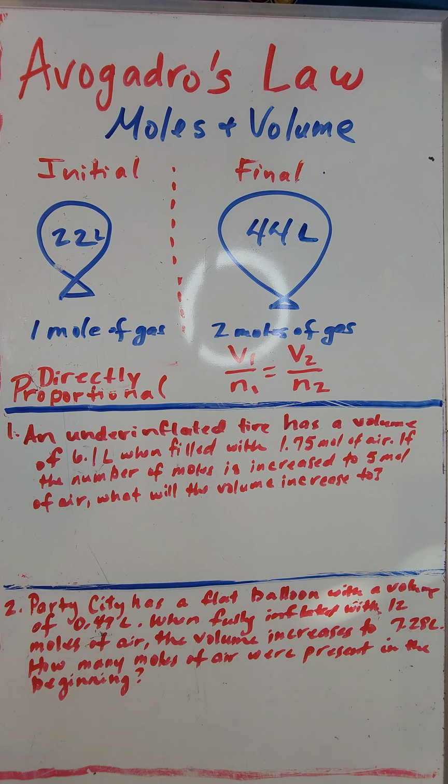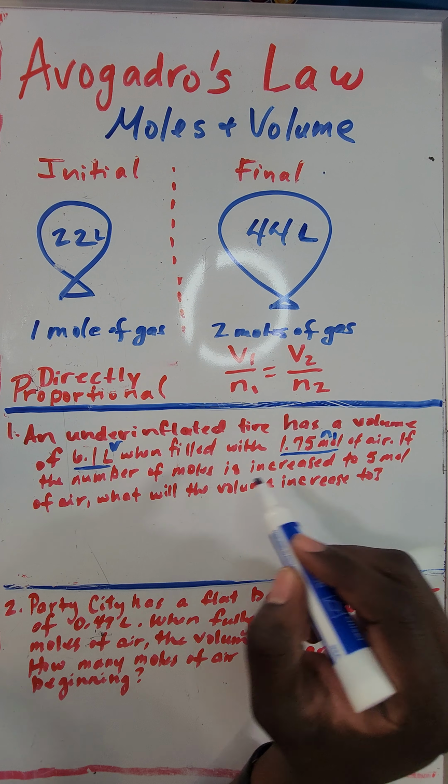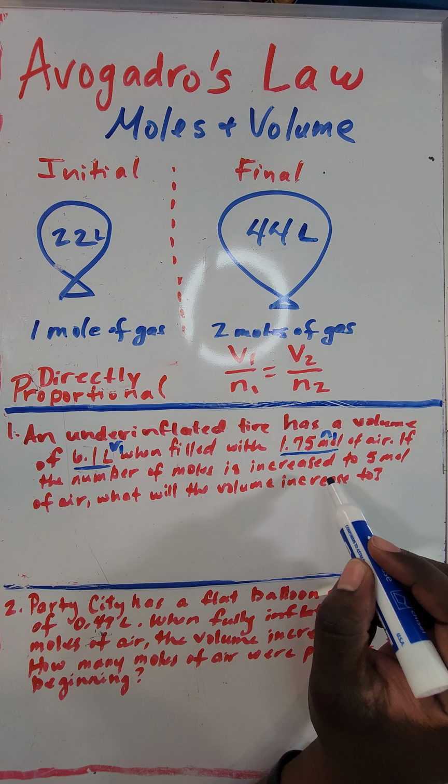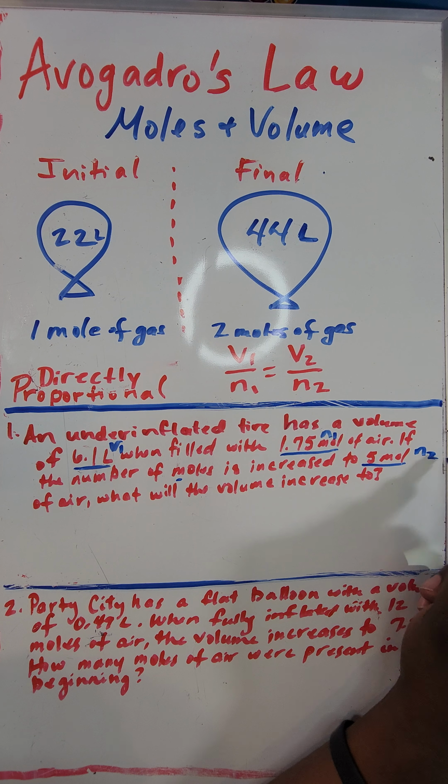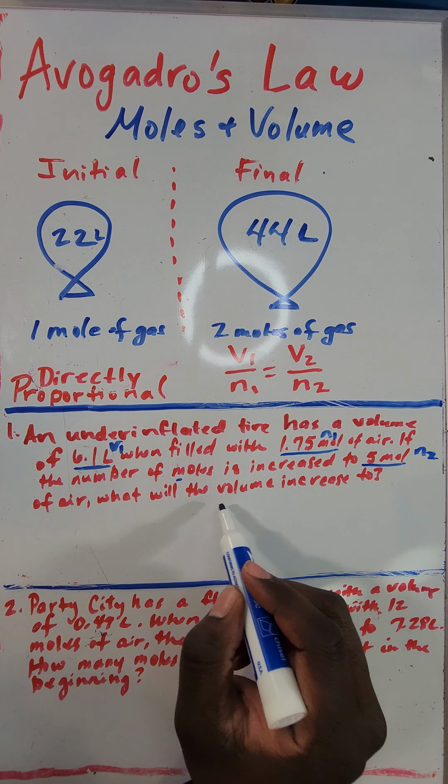An underinflated tire has a volume of 6.1 liters. That's important because that's a volume. When filled with 1.75 moles, we need that because that's going to be our N of air. If the number of moles is increased, there goes our change. Increase means our change, so this is how we started. Those are going to be our ones, initial. And the moles are increased to 5 moles, so now this is going to be our N2. What will be the new volume? So we're looking for V2. So we've got V1 over N1 equals V2 over N2.